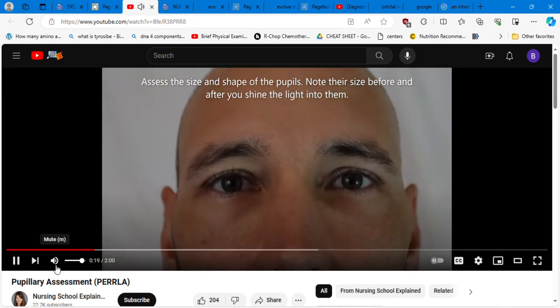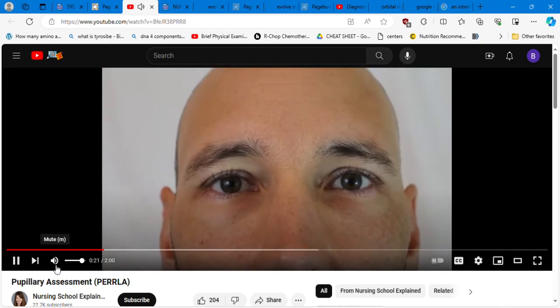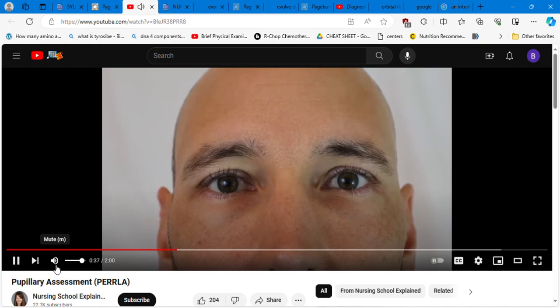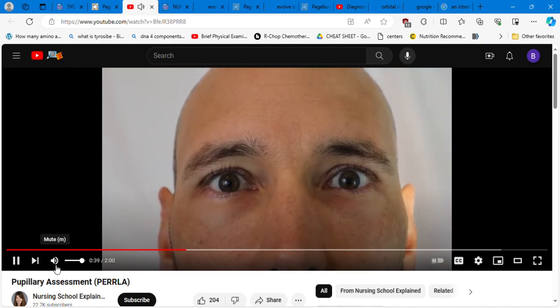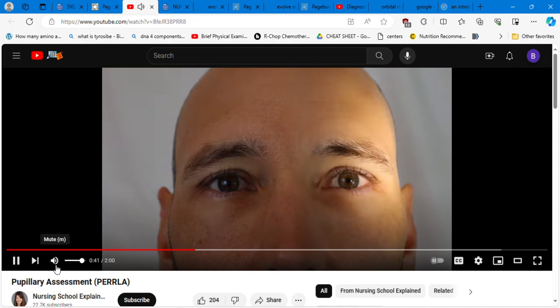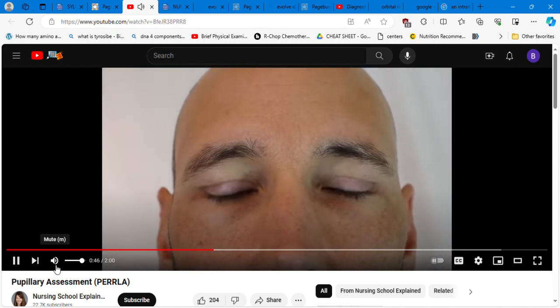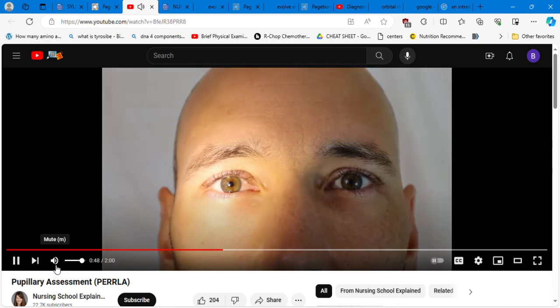Good. Now I'll do the same thing again, but when I shine the light in his left eye, I will check the pupil on the right side because the pupils constrict together at the same rate, even though I'm only shining the light in one pupil. So when I shine the light in the left eye now, I'm going to check the right pupil and make sure that it constricts at the same rate that the left one does, and it did, and I'll do the same thing again on this side.